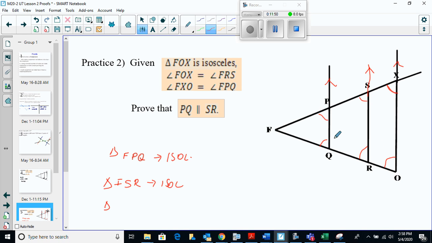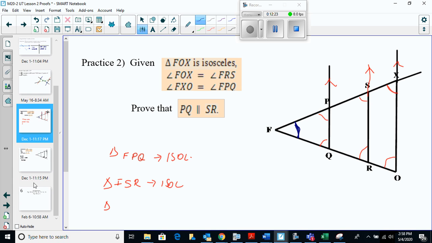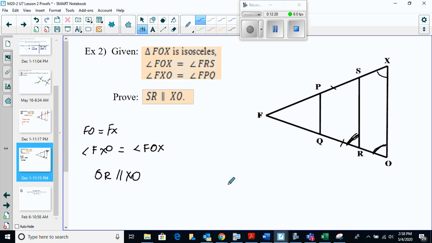And in all those three triangles, FPQ, FSR, and FXO, we have three sets of angles that are equal to each other, because the vertex angle, angle F, is the same in all three triangles, and the base angles are equal to each other, since those three lines, PQ, SR, and XO, are parallel to each other. So they create isosceles triangles.